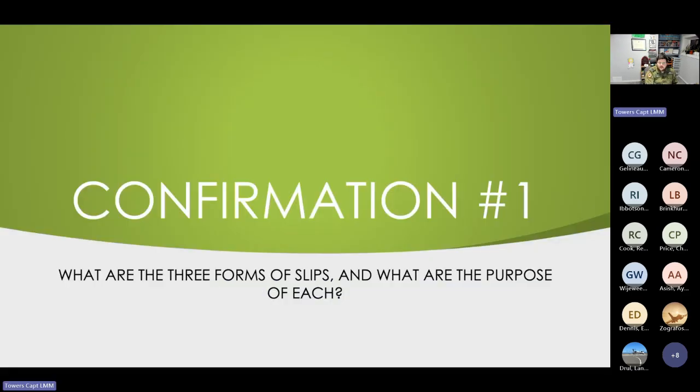Confirmation questions. What are the three forms of slips and what are the purposes of each? Hook, can you tell me one?